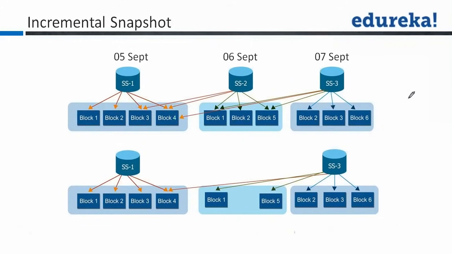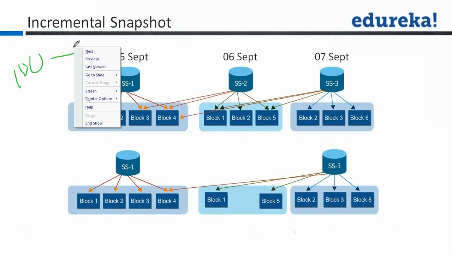Now this comes with some more added advantages also. For example, you keep on growing your data and after 100 days you have 100 snapshots available, for example. So what would happen in that scenario?